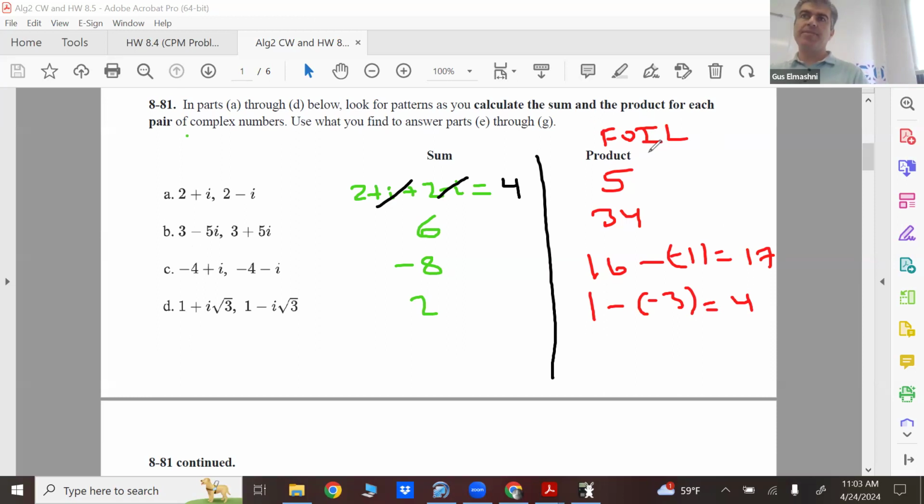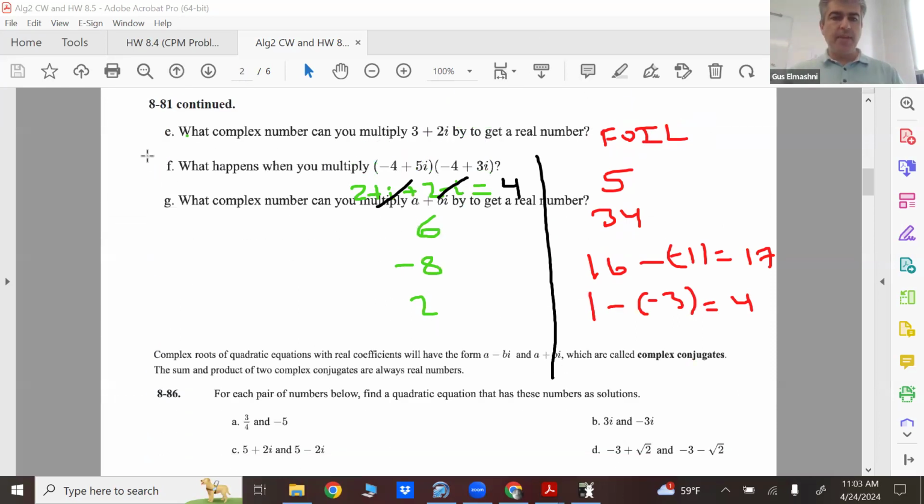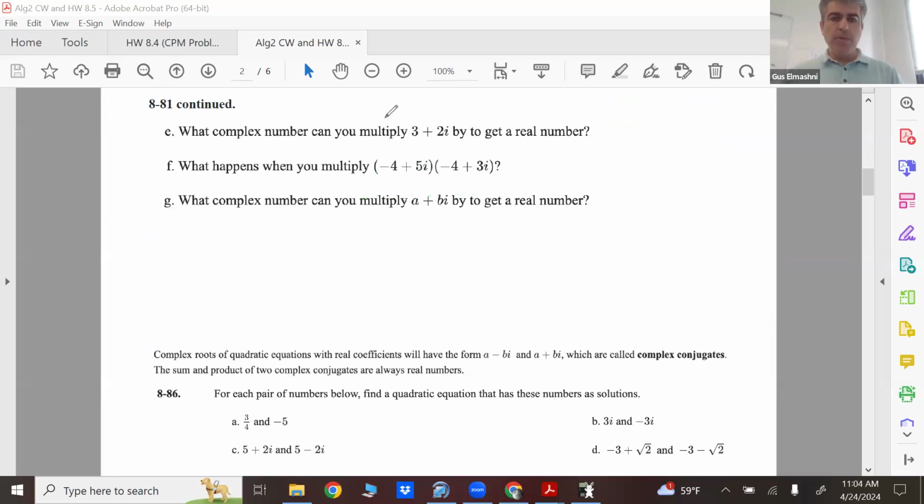I squared is -1, guys. We're okay? Okay, let's move on. So let's look at this a little more deeply in parts E, F, and G. So what would you multiply 3 plus 2i by to get a real number? You'd multiply this by 3 minus 2i.